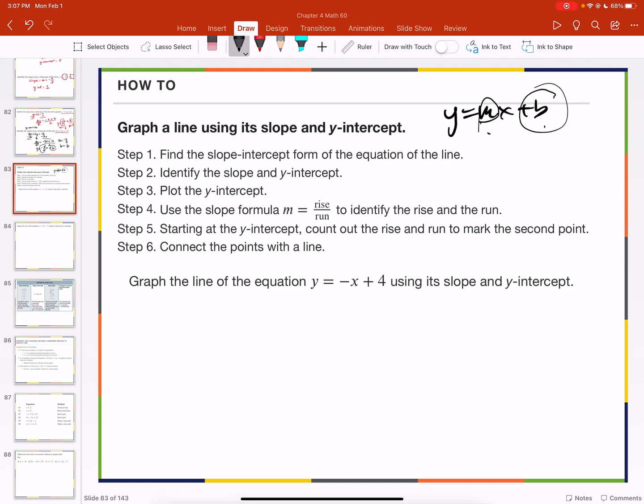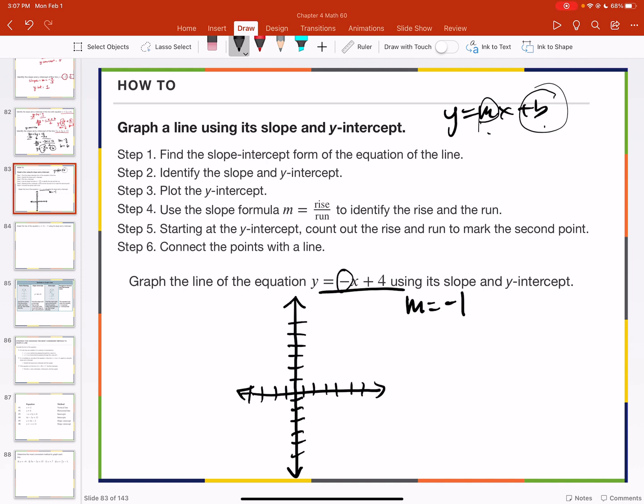So here's an example. We want to graph this equation, y equals -x plus 4, using slope and y-intercept. So we have the grid here. In this equation, the slope is -1 because that's what's in front of the x. If it's nothing, we assume it's 1. And the y-intercept is 4. So that's our starting point, okay? Really important when you're graphing. So you just go up 1, 2, 3, 4. That's the point. That's your b, 4.